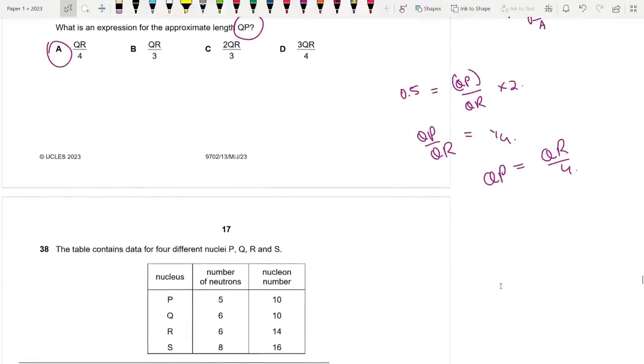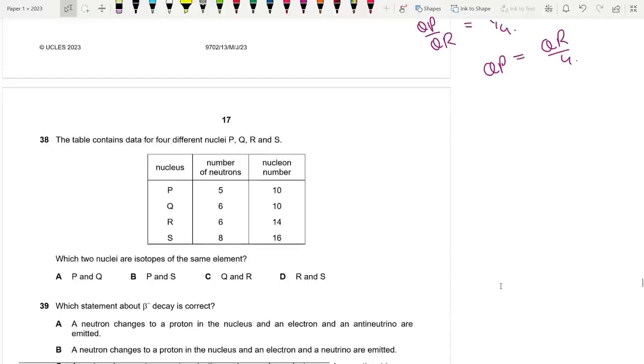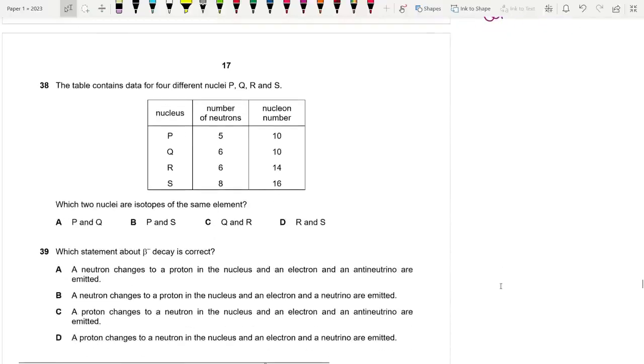Okay, next, the table contains data for 4 different nuclei, P, Q, R, S, which are isotopes of the same element. To be the same isotope, you need the same number of protons. So this proton number, let's go. This has 10 minus 5, which is 5. This has 4. This is 8, and this is also 8. So it definitely has to be R and S. Clearly, these two, 8 protons each.